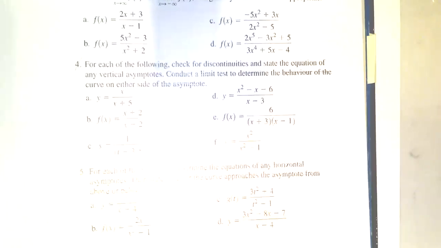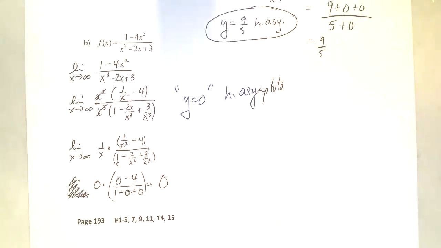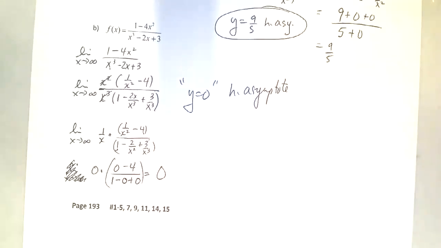Just find the asymptotes. And so the homework is at the bottom of the page as listed. And that, my friends, is the end of part 2.